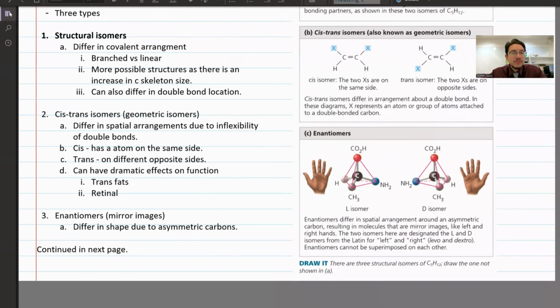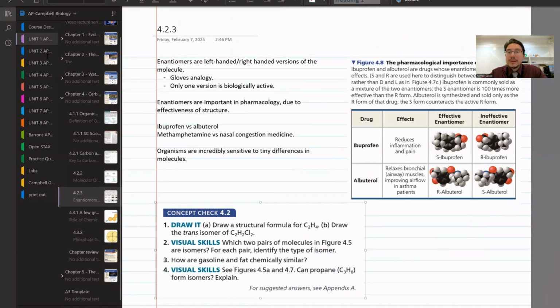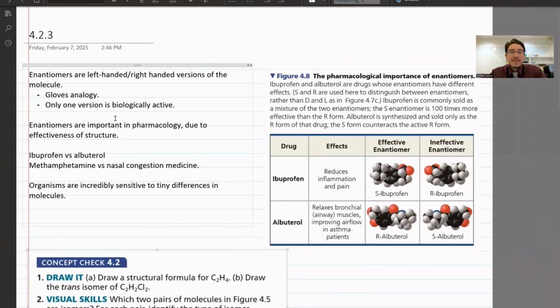I'm going to continue with the notes just for you to have here. Enantiomers are left-handed or right-handed versions of the molecule. As I mentioned before, the glove or the hand analogy. Generally, only one version is biologically active, especially in biology. Very important especially when you want to focus on pharmacology, drug discovery and things like that. Due to the efficiency of the structure, you have different effects just on the orientation. Ibuprofen versus albuterol, methamphetamine versus a nasal congestion medicine. So organisms and your molecular biology are so specific and so sensitive that even this tiny difference can be detected within living systems.